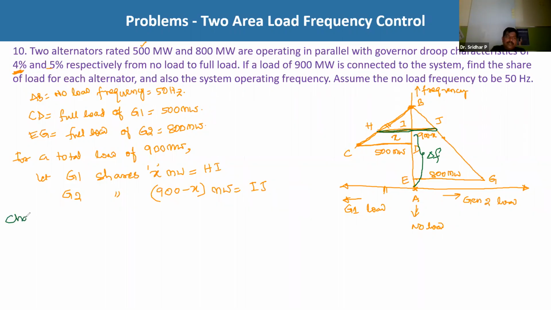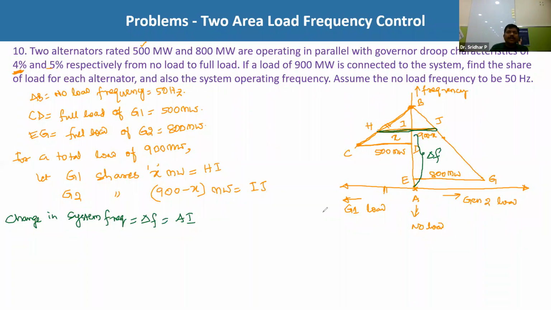So the change in system frequency is how much? Delta f, which is nothing but IA or AI. So these are the different nomenclatures we have used. And what are the parameters we have to determine? HI, that is x; AI, that is delta f; and IJ, that is 900 minus x. So this is a brief introduction to our problem, and with this basic knowledge, let us determine the parameters he is asking.